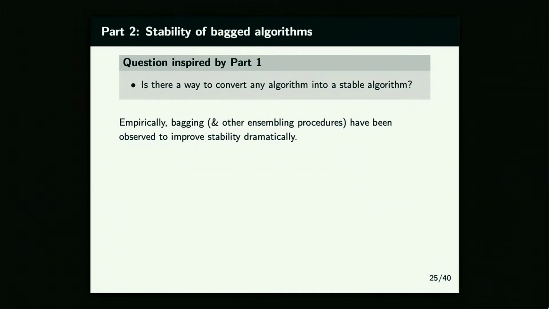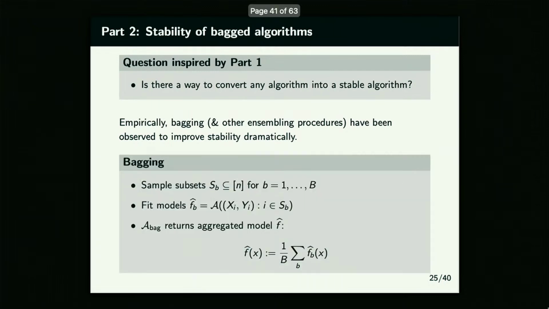Now that's not possible exactly, but at least I can say for any algorithm that's stable, I don't want to change its performance too much. If it's unstable, I'm happy to modify it. It has to change because I need to make it stable. And empirically, bagging and other ensembling procedures have been used for a number of reasons for years and years, partly because they've been observed to introduce stability, also because they can improve accuracy and all sorts of other favorable properties.